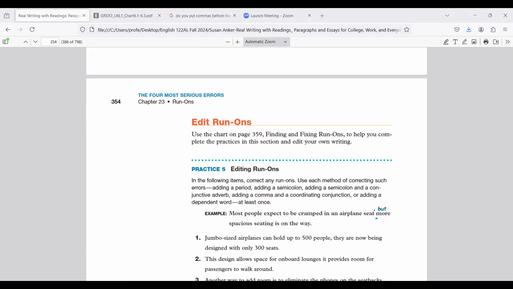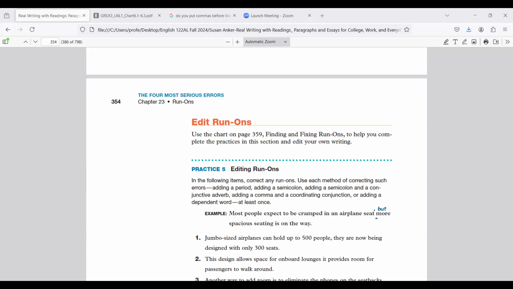Let's go ahead and go to the example. So remember, I want you to rewrite it underneath, please, just like this. So the example is, most people expect to be crammed in an airplane seat. More spacious seating is on the way. So let's take a look. Where does it break up? All right, I have a subject and a verb, and then I have a complete idea. So where does the complete idea end? Most people expect to be crammed in an airplane seat. Okay, so I see that this is the end of that complete idea. And so that's where it fuses, right? More spacious seating is on the way.